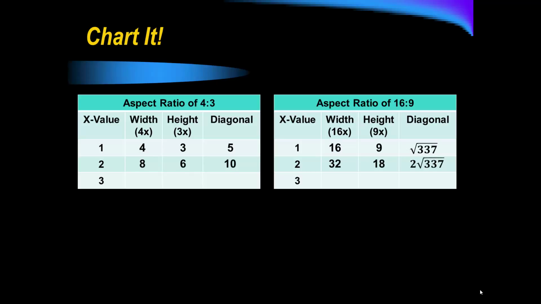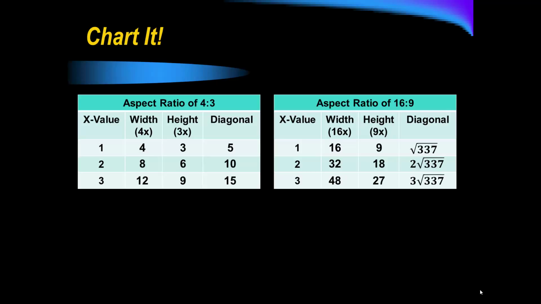So now that you have made this x value 2, we've found that we have a width of 8 inches, a height of 6 inches, and the diagonal is going to be 10 inches. Now let's compare that to our 16:9 TV. In the 16:9 TV, our width would be 32 inches, our height would be 18 inches, and our diagonal would be 2 square root of 337 if you simplified that radical all the way. Well, let's look at what would happen if we actually had an x value of 3. What you see here before you is measurements.